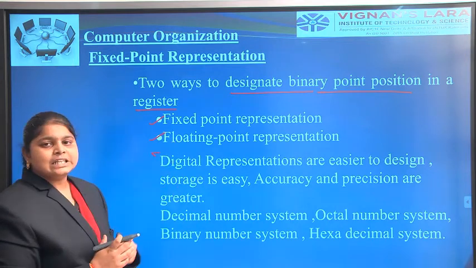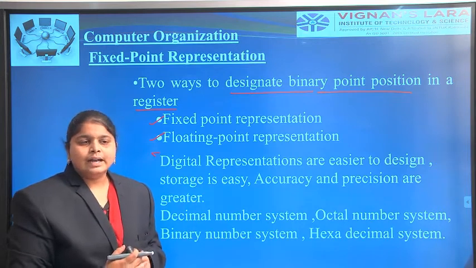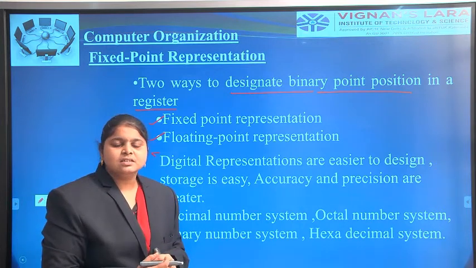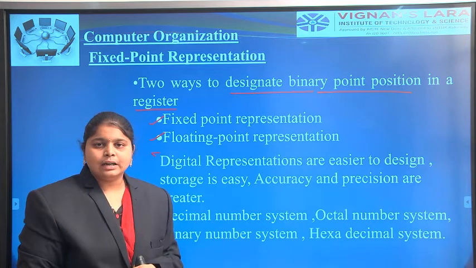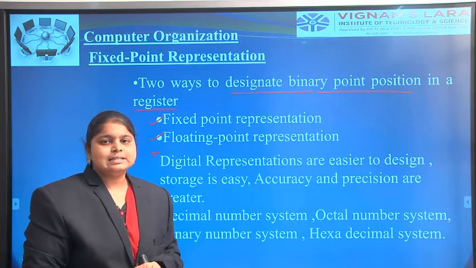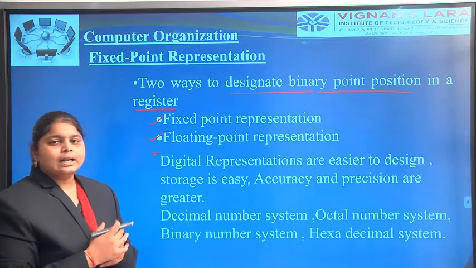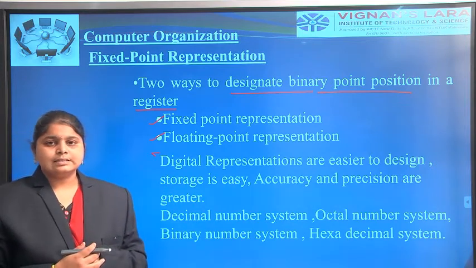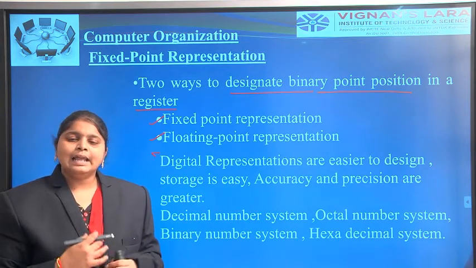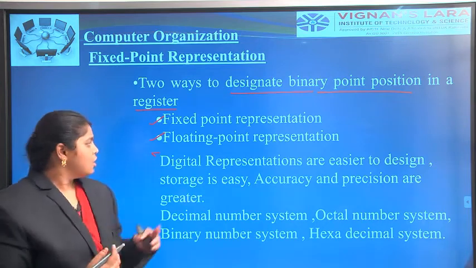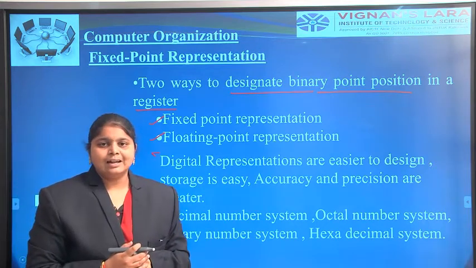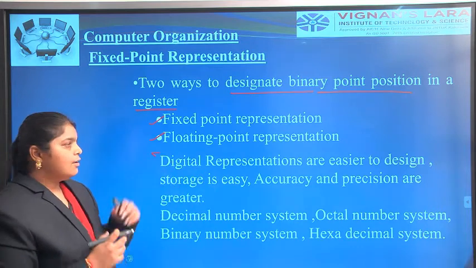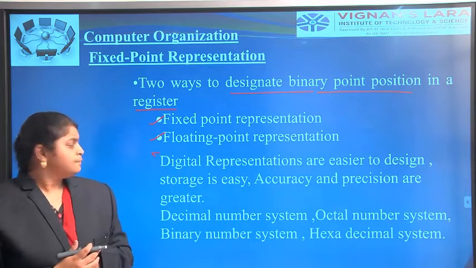These two representations consist of data. Data means integers, real numbers, floating point numbers, binary numbers, octal numbers, decimal numbers and hexadecimal numbers. Fixed point and floating point representations consist of numbers in any format. Now we discussed the fixed point representation, and in the later class we discuss the floating point representation.